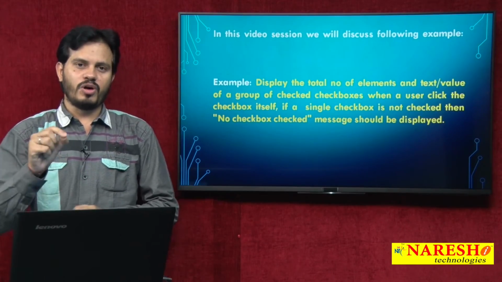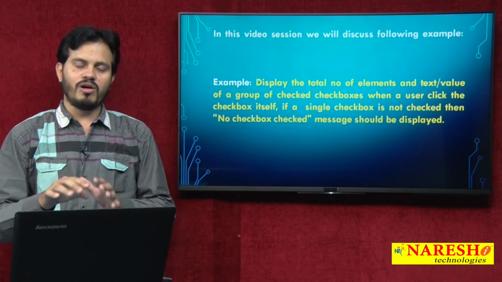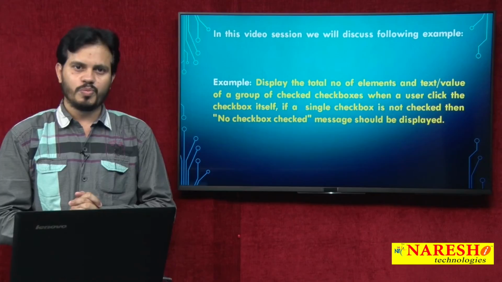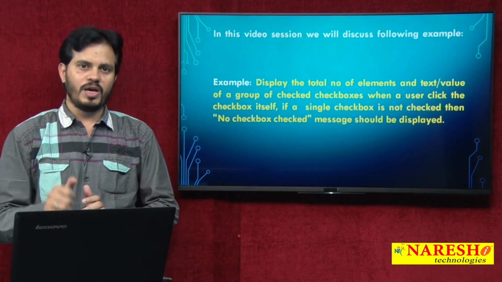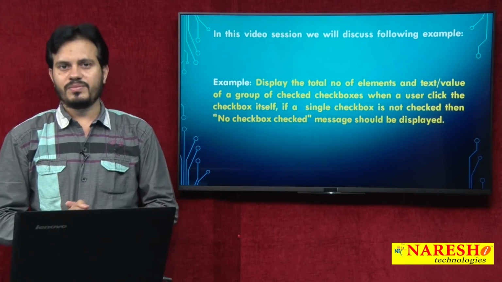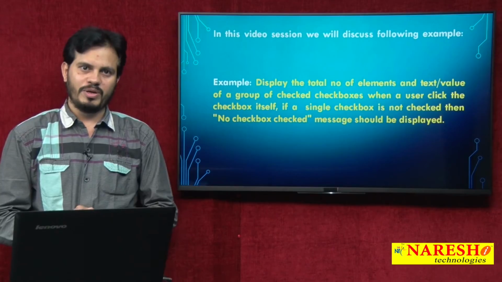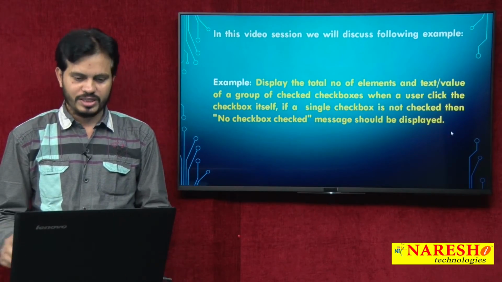Suppose the user tries to uncheck the checkboxes, and by unchecking, all checkboxes in the group are unchecked, meaning not a single checkbox is checked, then the message "no checkbox checked" should be displayed. So this example we are going to implement. Let's start with the development environment for this example.